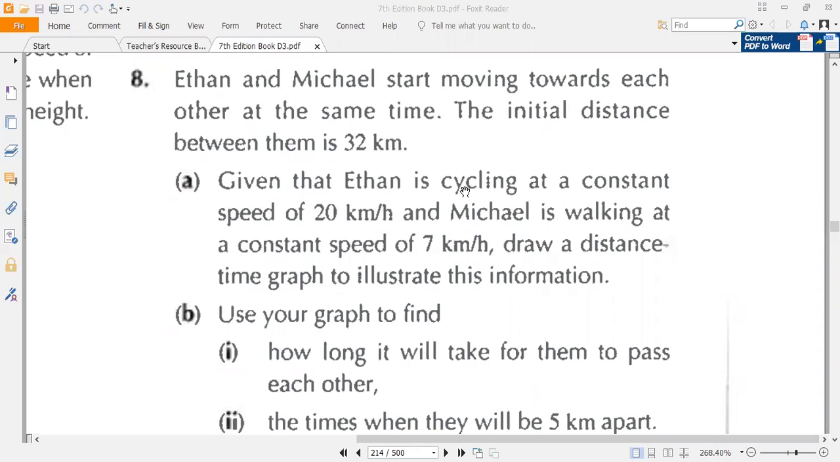Given that Ethan is cycling at a constant speed of 20 km per hour and Michael is walking at a constant speed of 7 km per hour, draw a distance time graph to illustrate this information. Use your graph to find how long it will take for them to pass each other, and the time when they will be 5 km apart. This is the thing which I have to find in this given question.